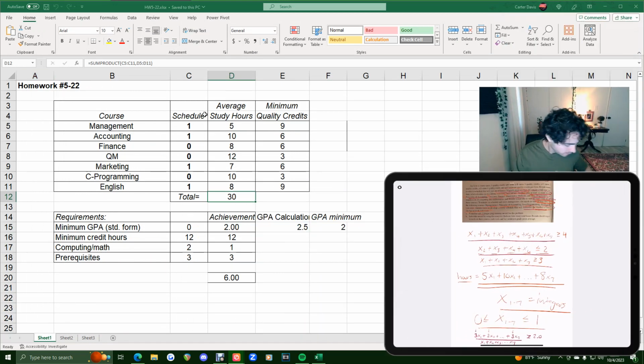So let me get my keyboard here. All right. Notice the answers are already here: the ones and the zeros for the X1 through X7. The average study hours were just input.